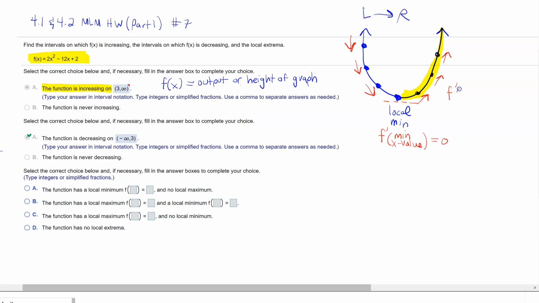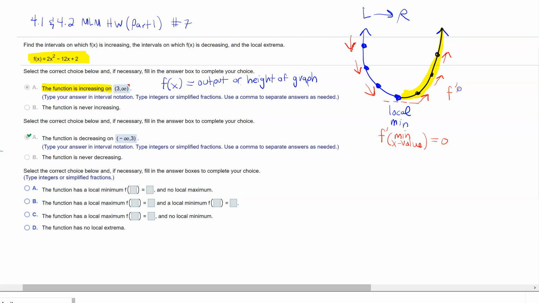So that's how I got this interval here. Where was the graph increasing? I started at x equals 3, but I put a parenthesis there because when x is actually equal to 3, the graph is neither increasing nor decreasing there at that local min. So I didn't want to include it. If I'd put a bracket, it would have included it, so I put a parenthesis.